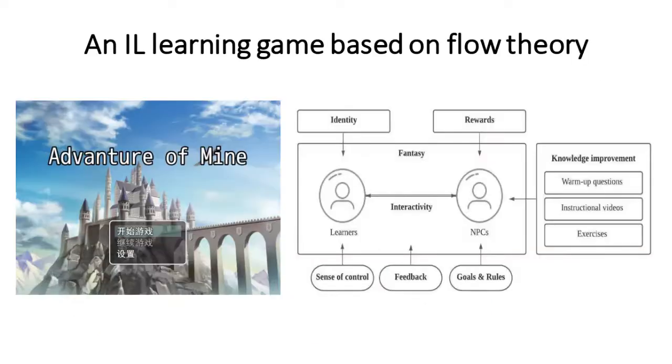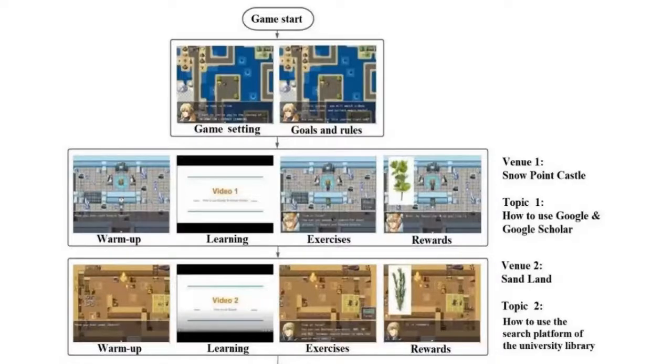Based on the theory, we have developed an educational game on information literacy. You can see that we integrate the three elements into the game. Now I'd like to show you the flow of our game. At the beginning, one NPC will introduce the setting, the storyline, and the fantasy of this game to the players. Then the NPC will introduce the goals and rules of the game to the players. Then the players are required to travel around the map of this game. They should walk from venue to venue.